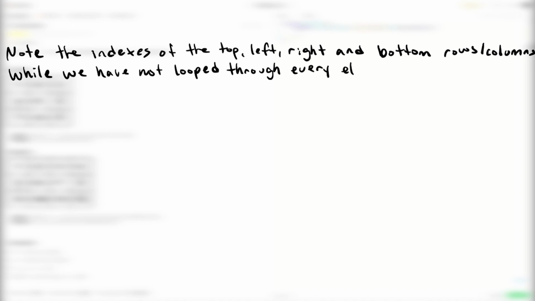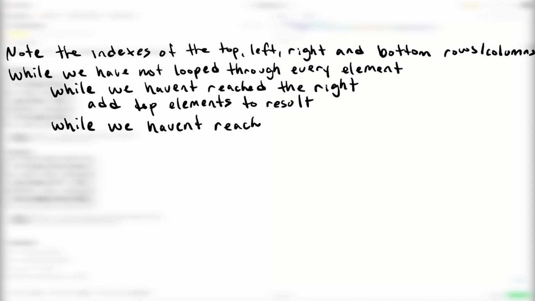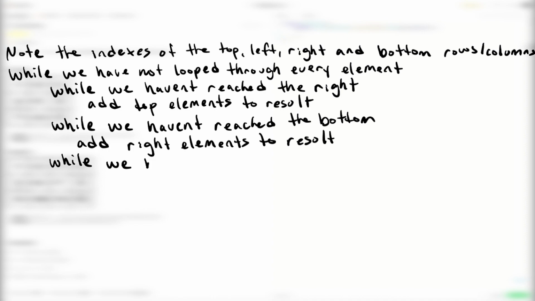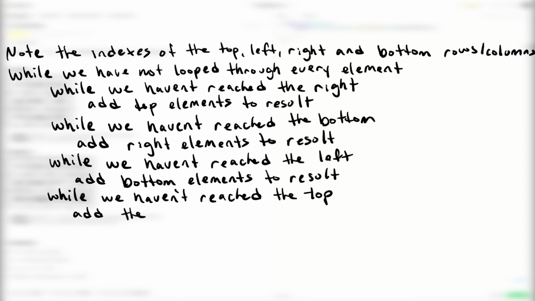So for this, the first thing we want to do is note the indexes of the top, left, right, and bottom rows and columns. That way we can know when we've hit one of those and change direction. Then we want to say while we have not looped through every element of the matrix, while we haven't reached the right edge, we want to add the top element to the result. Then when we have reached the right, we want to switch. And then we say while we haven't reached the bottom. So now basically we're going down, and we want to add those right elements to the result. Then while we haven't reached the left, we want to add the bottom elements to the result. And finally, while we haven't reached the top, add the left elements to the result.